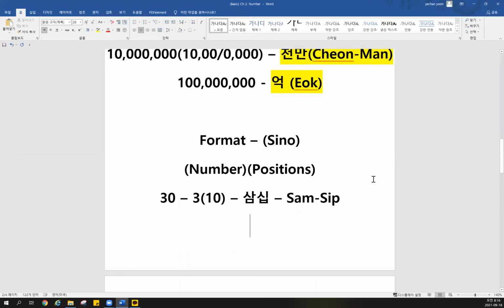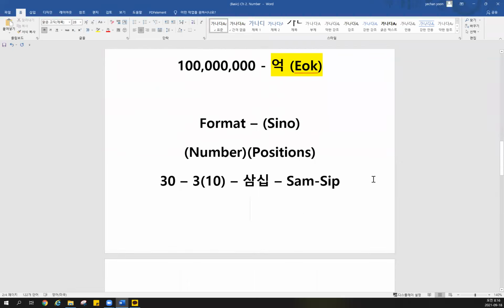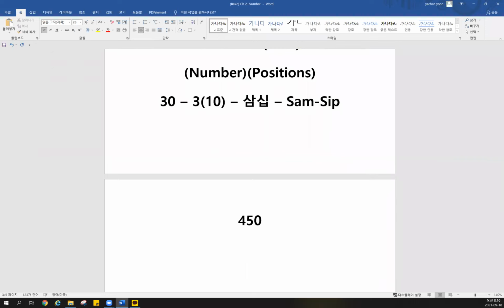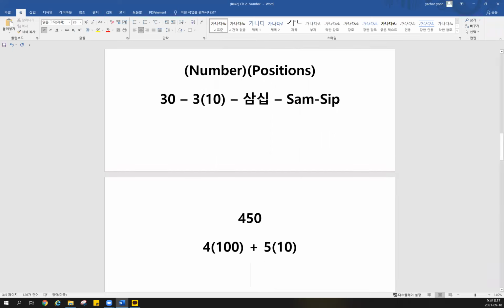I'm going to give you another example. You can try. How about 450? How can we say 450, everyone? So the format is going to be like this: 4, and then the 100 position. There, 4 is in the 100 position, right? And then 5, and which position is it? 10th position. And then there's no other word for the first one, right? Then how can you say this one? 4 and 100 and 5 and 10th position. How can you say it? 4 is what?